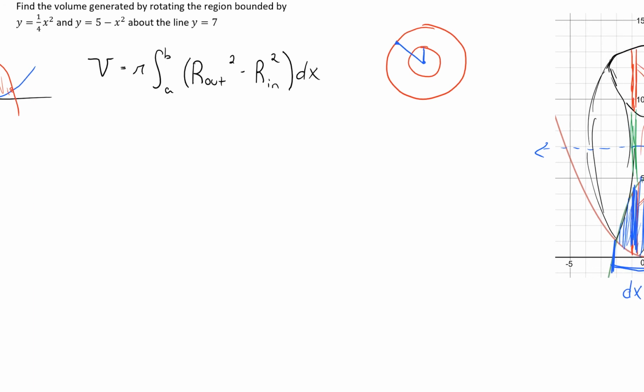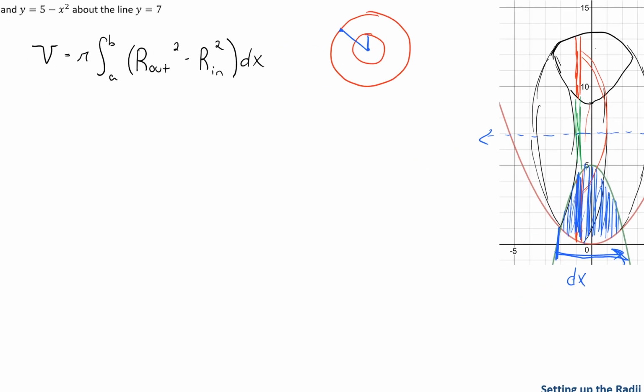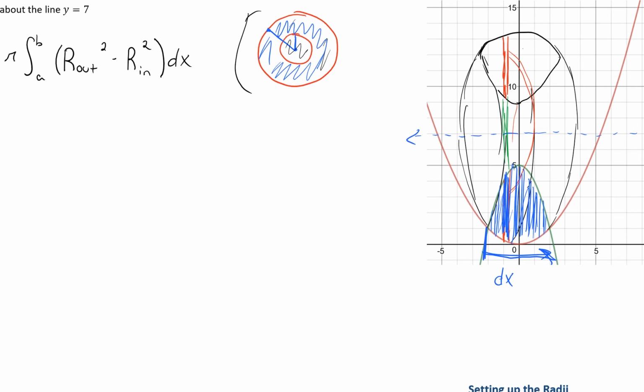Why outer radius squared minus inner radius squared? Well, the area of this cross section right here is a circle, so the area of it is pi r squared. For the outer minus inner, I find the area of the bigger circle, pi r squared, minus the area of the inner circle, and I am left with the in-between area, and that's what I want. And now I multiply by dx because it fills up my solid.